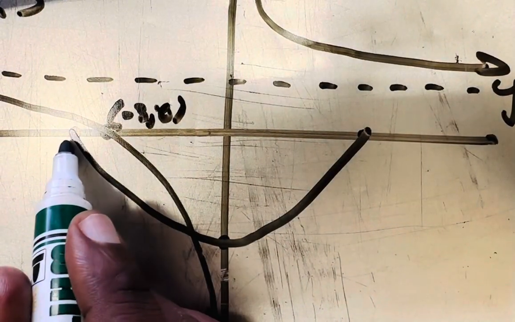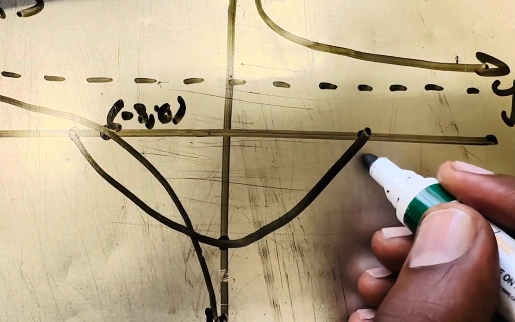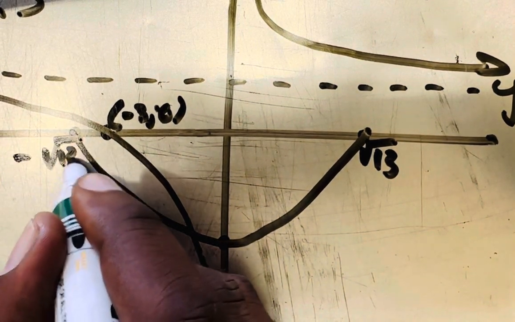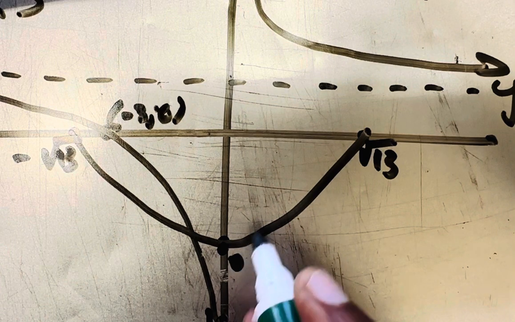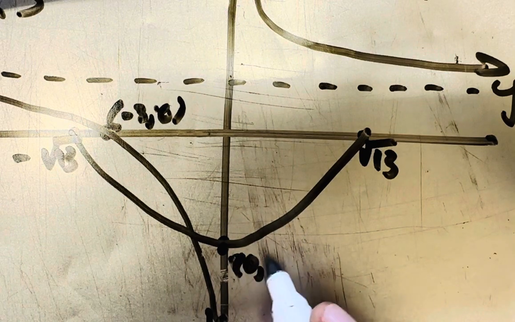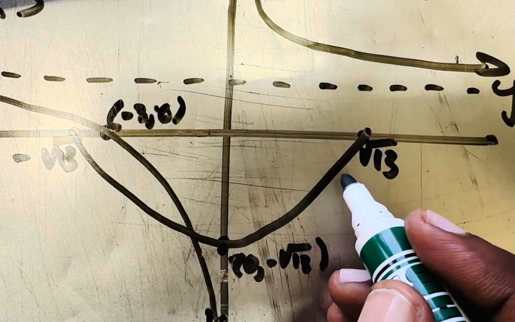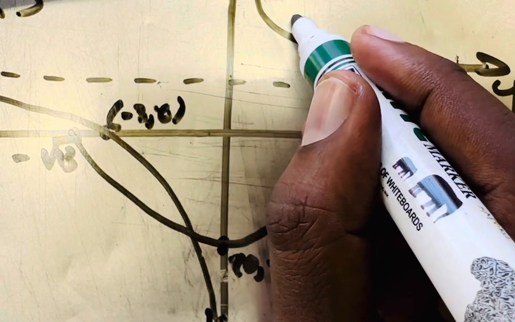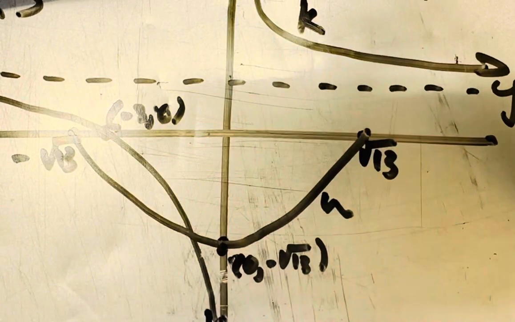Negative 3.6, 3.6, and here we are going to have root 13, and here negative root 13. Here it will be 0 and negative root 13. So this one will be our h of x, and this one will be our k of x.